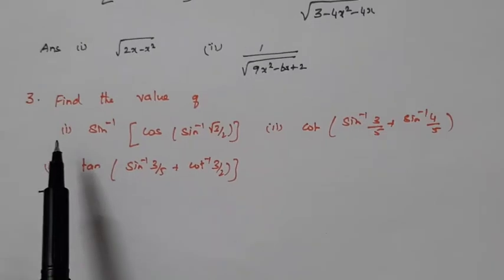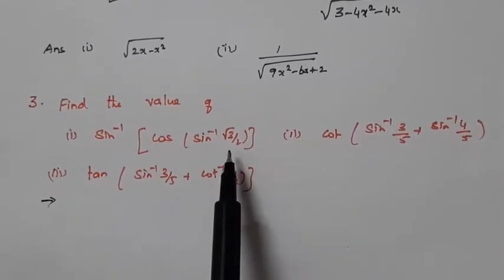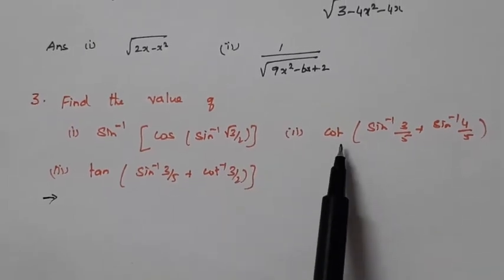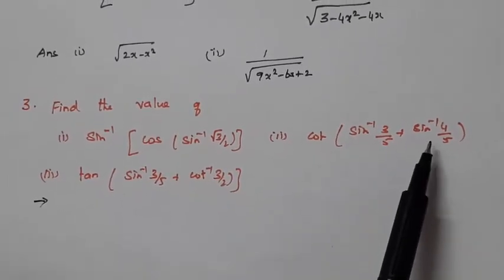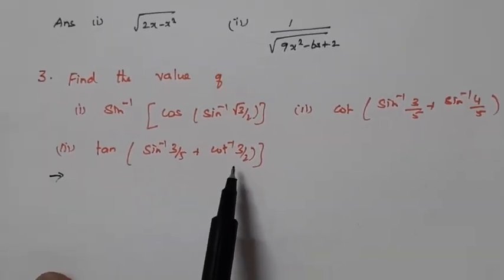Now let us come to the third one. Find the value of: the first subdivision is sin inverse of cos of sin inverse of root 3 by 2. The second one is cot of (sin inverse of 3 by 5 plus sin inverse of 4 by 5). And the third subdivision is tan of (sin inverse of 3 by 5 plus cot inverse of 3 by 2).